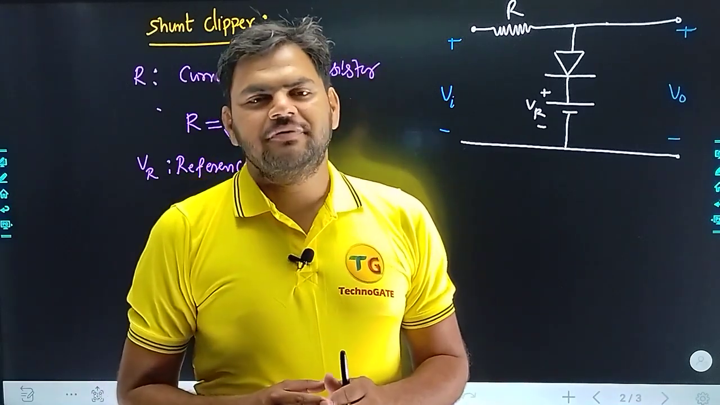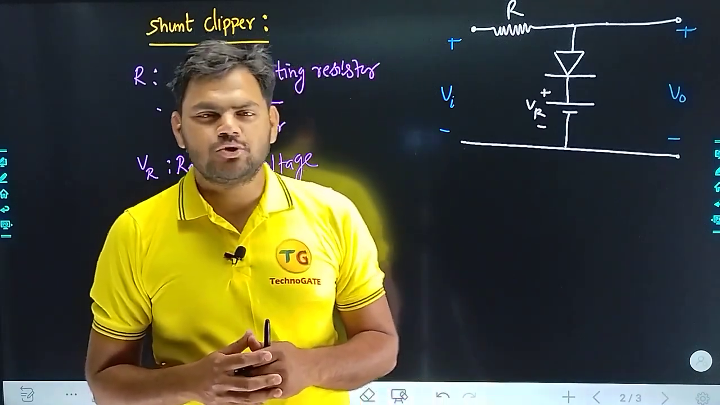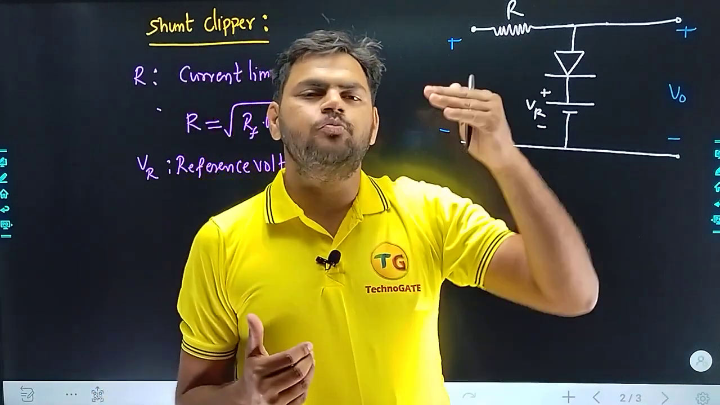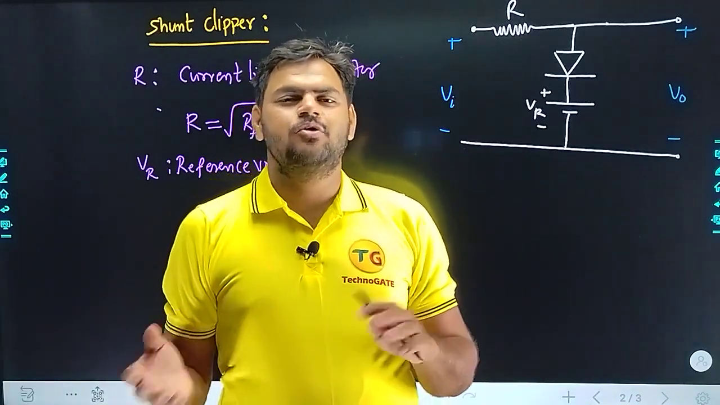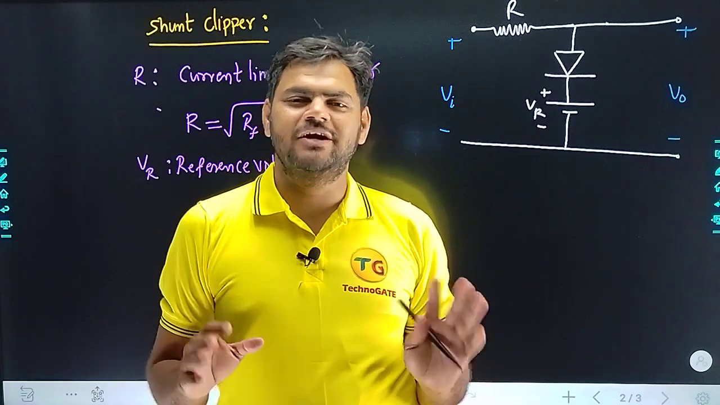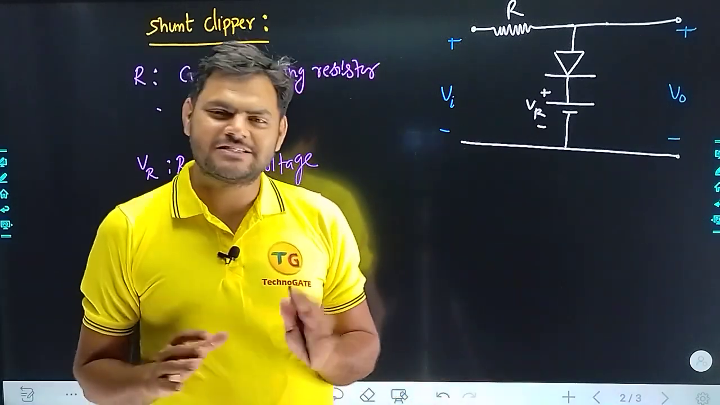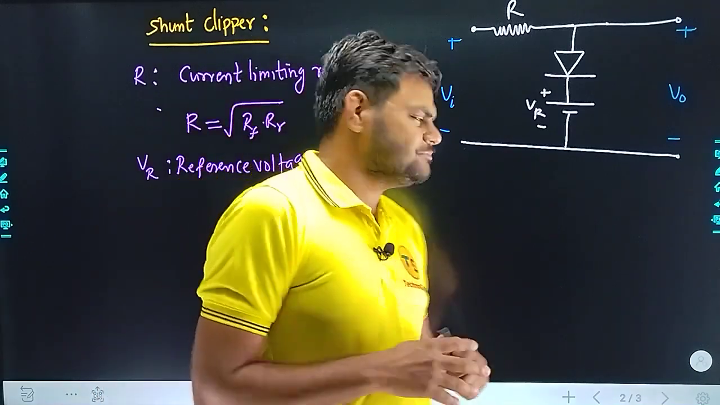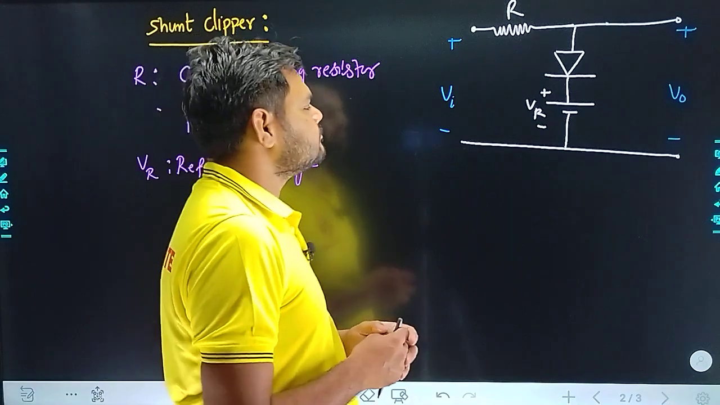And the second thing that we will determine here is the transfer characteristics, which means with respect to variation in the input, how the output is getting changed. The relation between input voltage and output voltage is defined by the transfer characteristics. So two major things we will discuss for every clipper circuit generally. So let's begin our discussion.